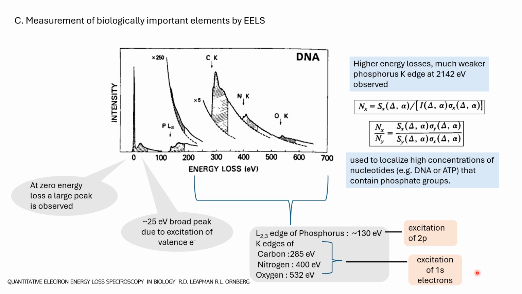Now this edge will be more clearly visible if we eliminate the background intensity. Now we can also quantify the amount of these individual elements by this equation, where S is the integrated core edge intensity for X element, I is the integrated zero or low loss intensity for the same energy window delta, and sigma x is the corresponding partial ionization cross section. We can also calculate the elemental ratios, and from this ratio we can localize high concentration of nucleotides that contain phosphate group.